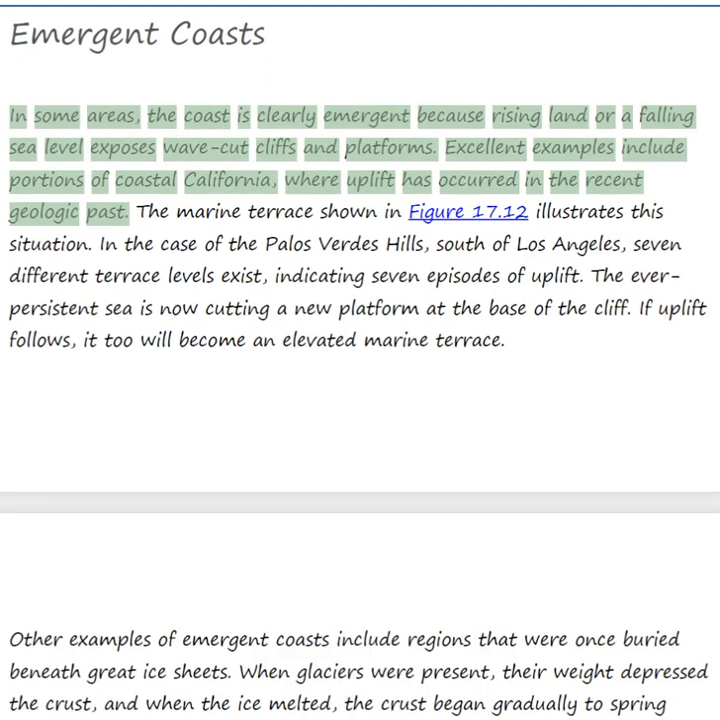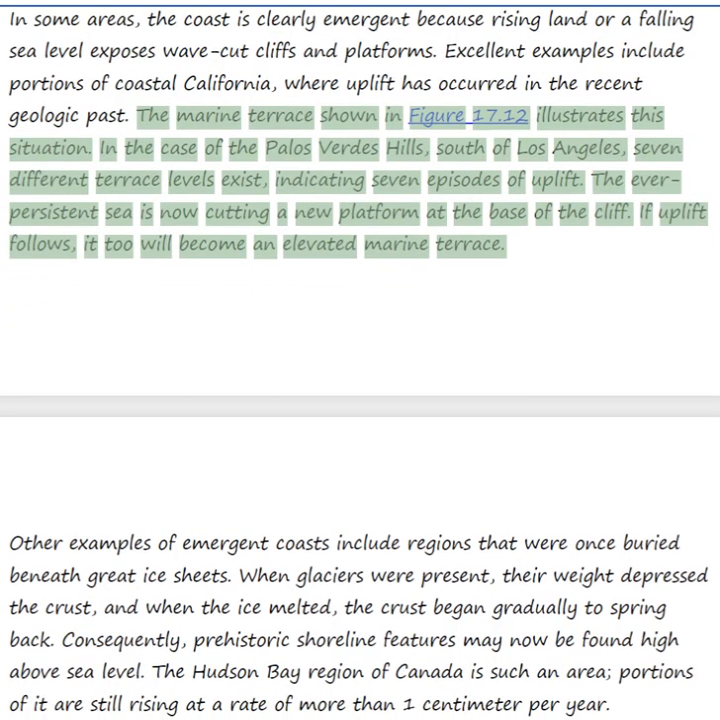In some areas, the coast is clearly emergent because rising land or a falling sea level exposes wave-cut cliffs and platforms. Excellent examples include portions of coastal California, where uplift has occurred in the recent geologic past. The marine terrace shown in figure 17.12 illustrates this situation. In the case of the Palos Verdes Hills, south of Los Angeles, 7 different terrace levels exist, indicating 7 episodes of uplift. The ever-persistent sea is now cutting a new platform at the base of the cliff. If uplift follows, it too will become an elevated marine terrace.